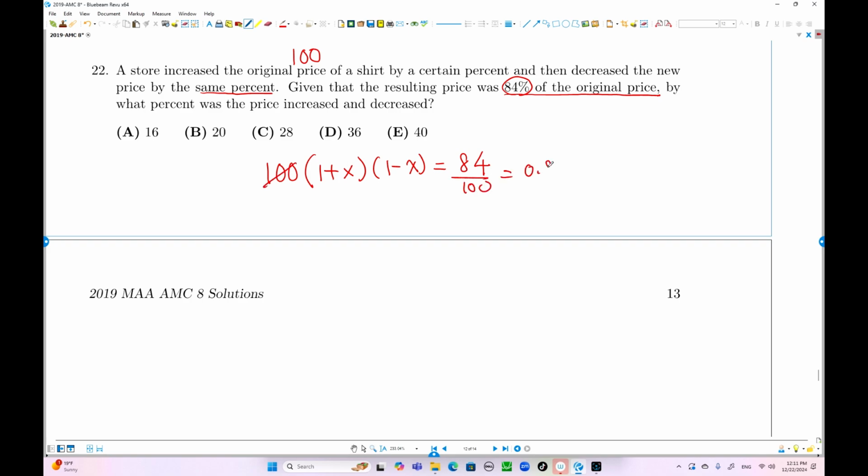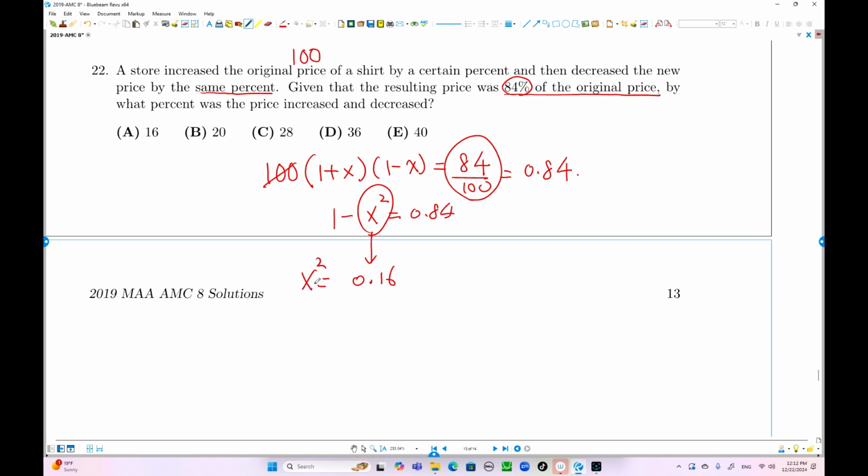That is what, 0.84, right? Or you can use the fraction, it doesn't matter. So 1 plus x times 1 minus x is 1 squared minus x squared, okay? So 1 minus x squared equals 0.84. This number is how much? 0.16, isn't it? Because 1 minus 0.16 is 0.84, okay? That is x squared. Square root, x is how much? 0.4, right? The decimal 0.4 is how much percent? 40%, okay? That's the answer.